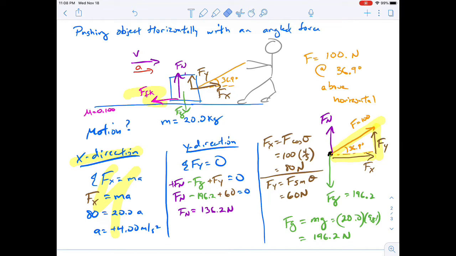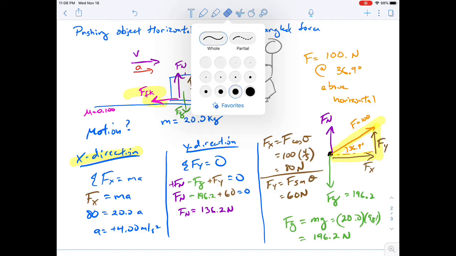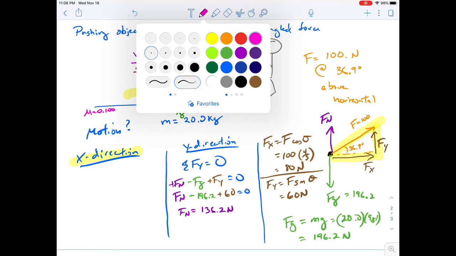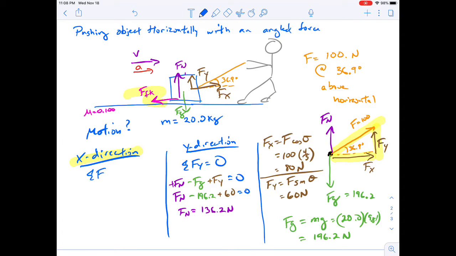But this is all gone. I have to restart the x analysis. Summation of the forces in the x direction equals 0. No, not 0 necessarily. Equal ma. Let's say again that we're assuming that we have enough force to keep this thing moving and accelerating. We don't know that, but that's an assumption that we're going to make. If we find that it's a bad assumption, we'll alter it.